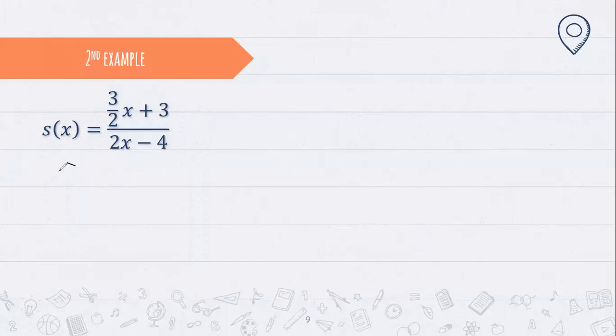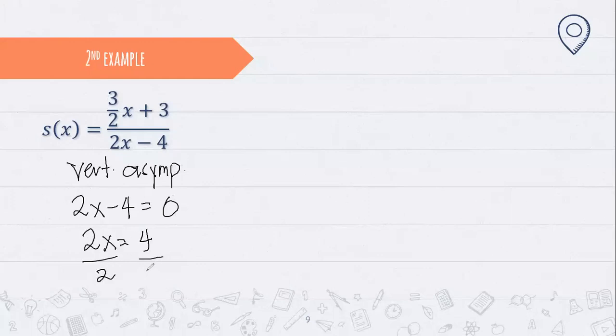So kunin natin si vertical asymptote. Okay, so kunin natin sa denominator, we have 2x minus 4 is equal to 0. Equate natin sa 0 sa denominator. And then, we simplify. So we have 2x is equal to 4. Divide both sides by 2. X is equal to 2. So this is the vertical asymptote.